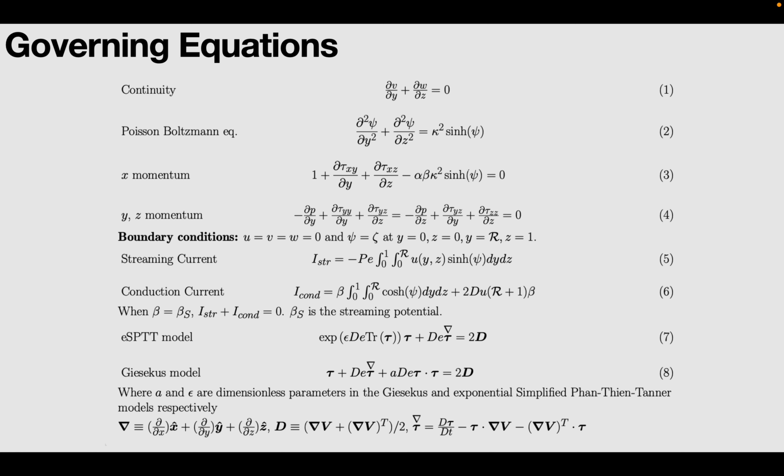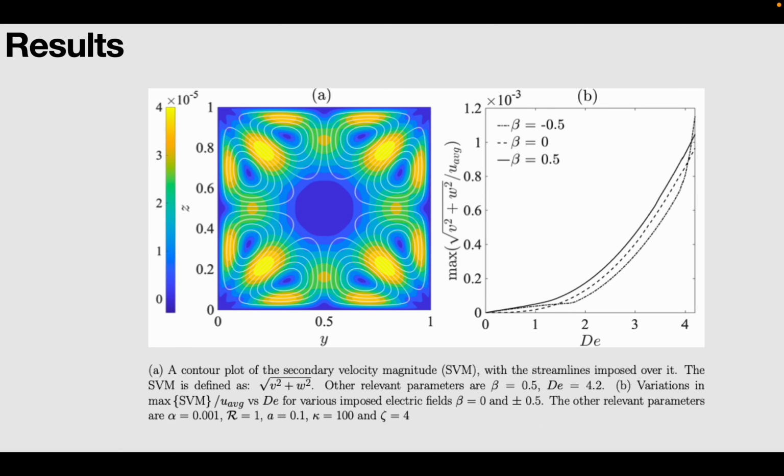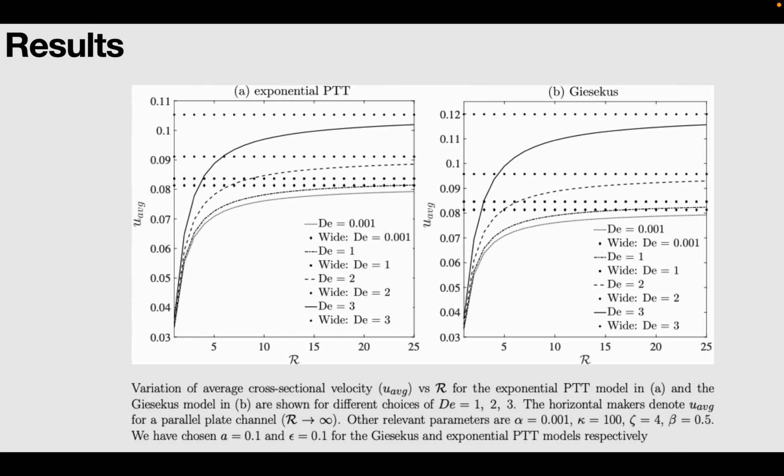Now, fluids are non-Newtonian, so we use two models to describe their behavior: the simplified exponential Phan-Thien–Tanner model and the Gauss model. Now, here are the results. One interesting result is that in the Gauss model, the flow cannot be strictly unidirectional. If we try to make the fluid flow in one direction, it invariably circulates as we have shown here. Other important results are these.